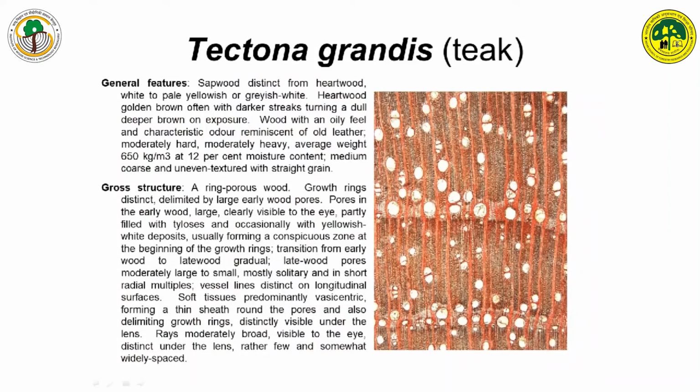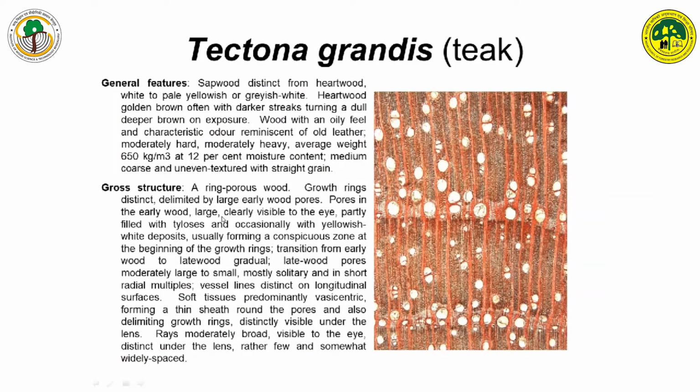This is the Tectona grandis, or the teak, description. Sapwood is distinct from the heartwood. Sapwood is pale yellow or grayish white. Heartwood is golden brown with often darker streaks, turning to dull, deeper brown on exposure. And it has an oily feel, with a characteristic odor reminiscent of old leather.